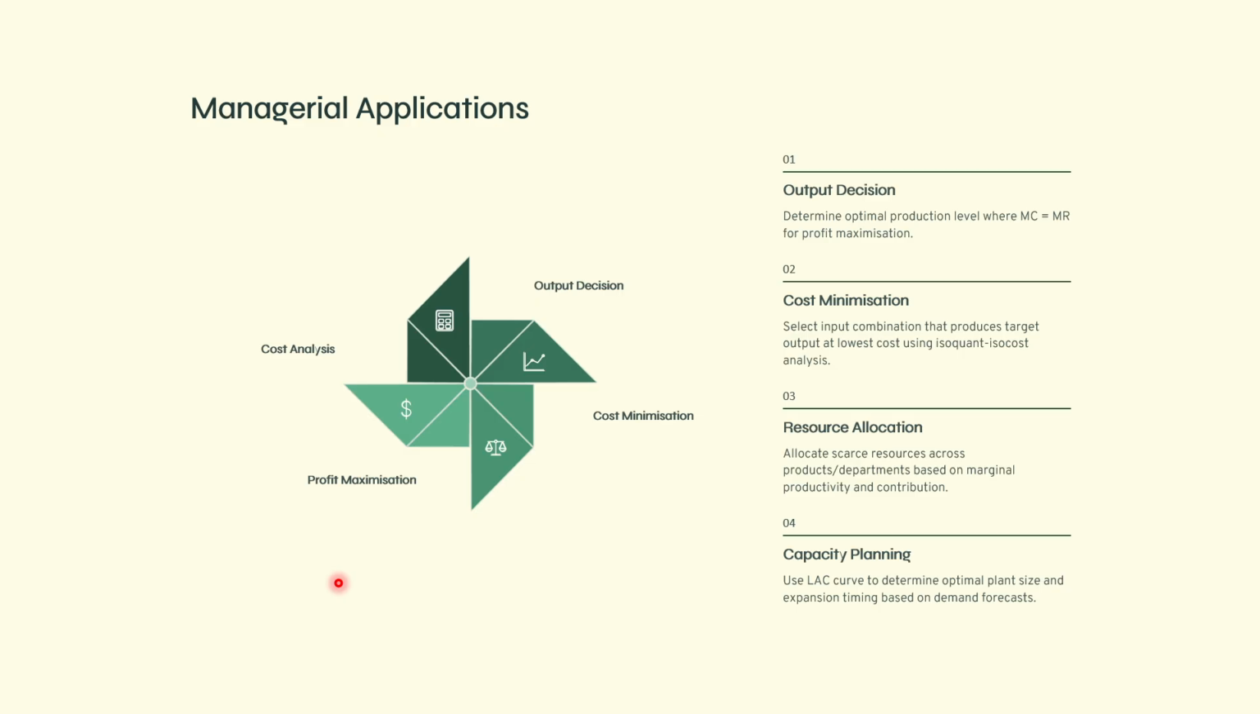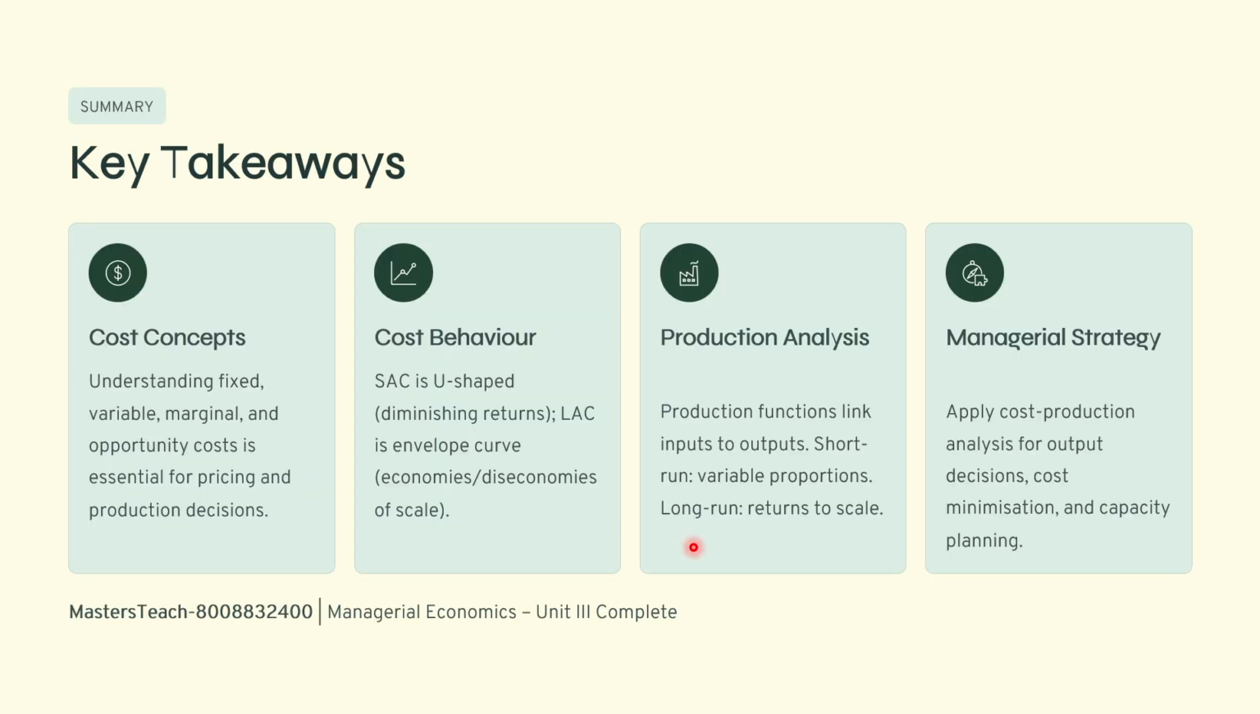Then managerial application, how production is applicable. One is they will take output decisions. Then cost minimization, they want to reduce the cost. Then resource allocation, what resources need to be allocated. Then capacity planning. These are the managerial applications. So what we have learned in this third unit: cost concepts, cost behavior, production analysis, and managerial strategies.